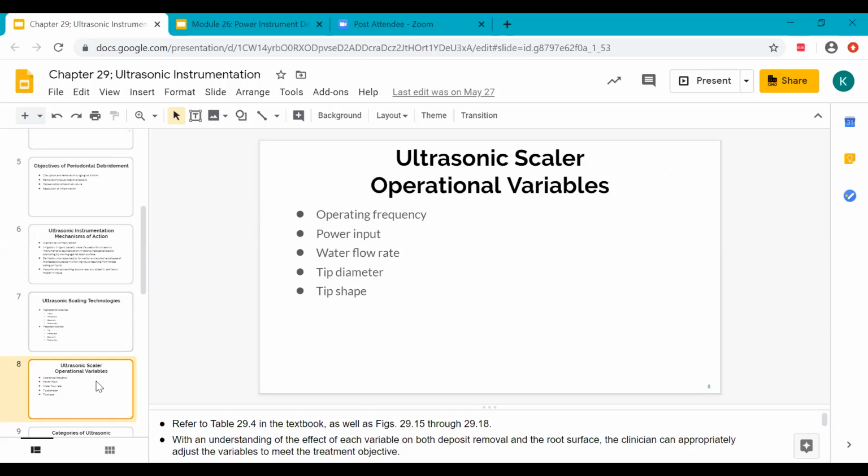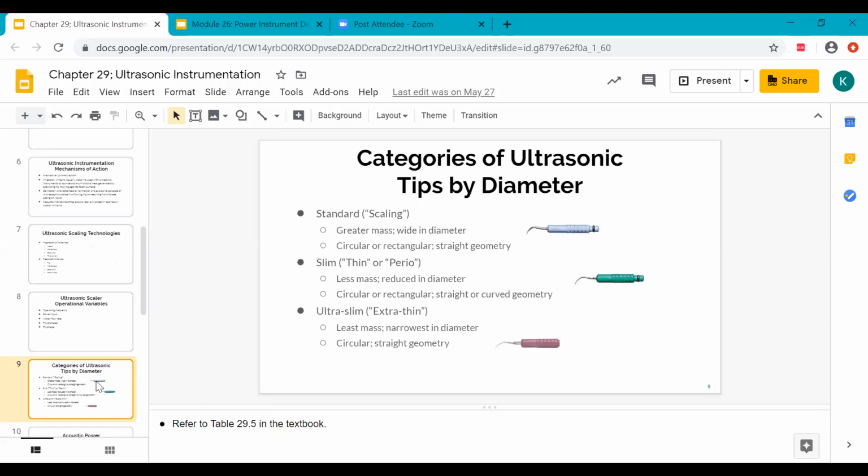So ultrasonic scalers have operational variables. We have our frequency, power input, water flow rate, and then tip diameter and shape, which is basically going to help us understand why we're using each.